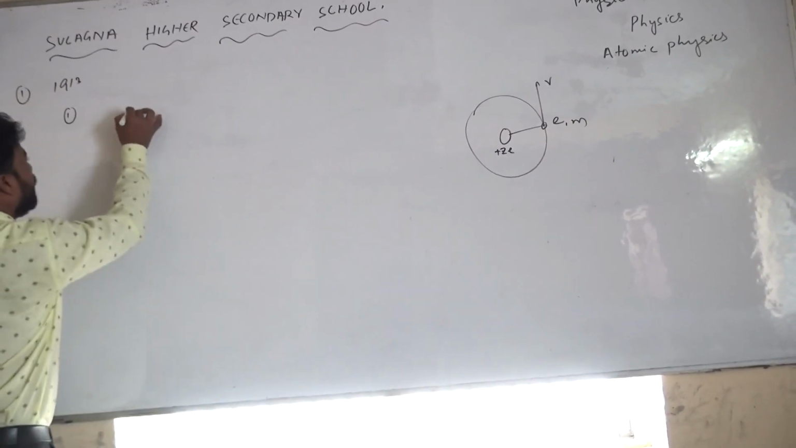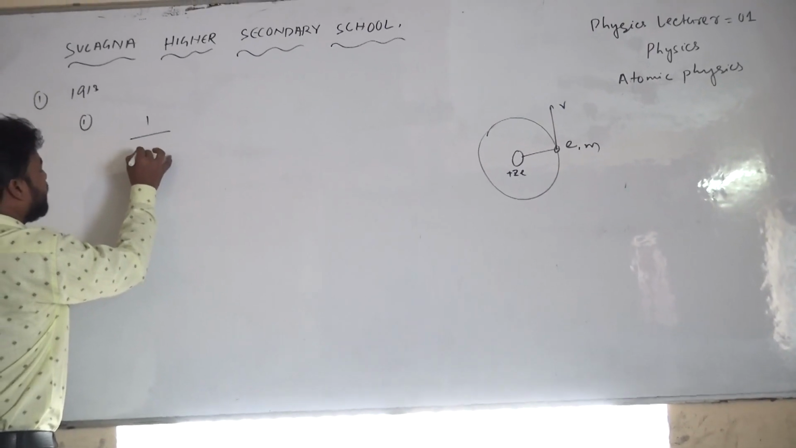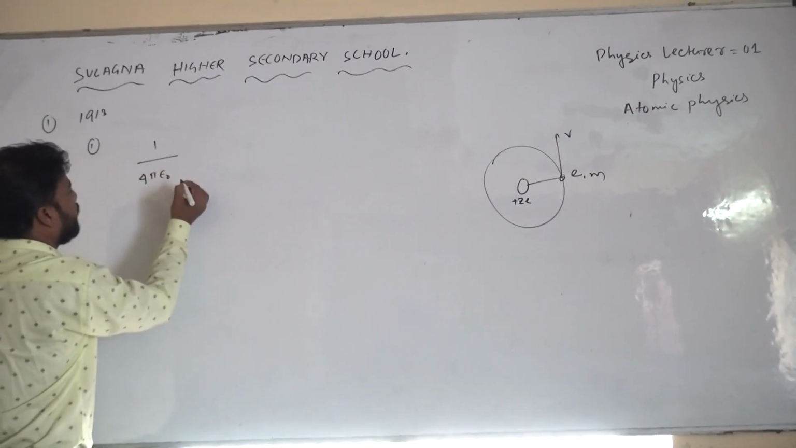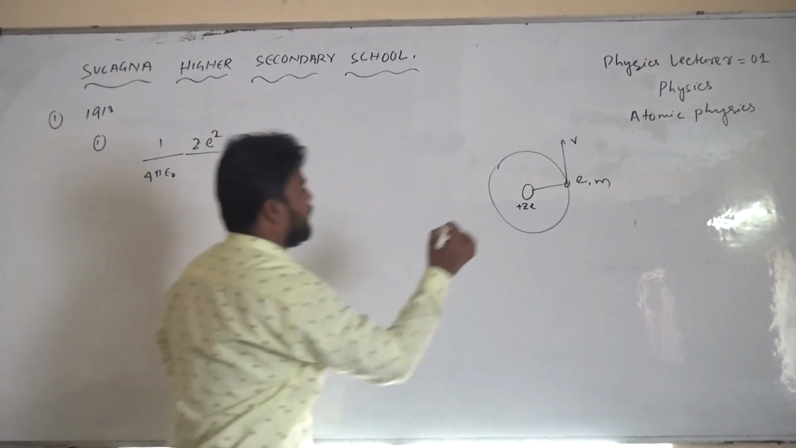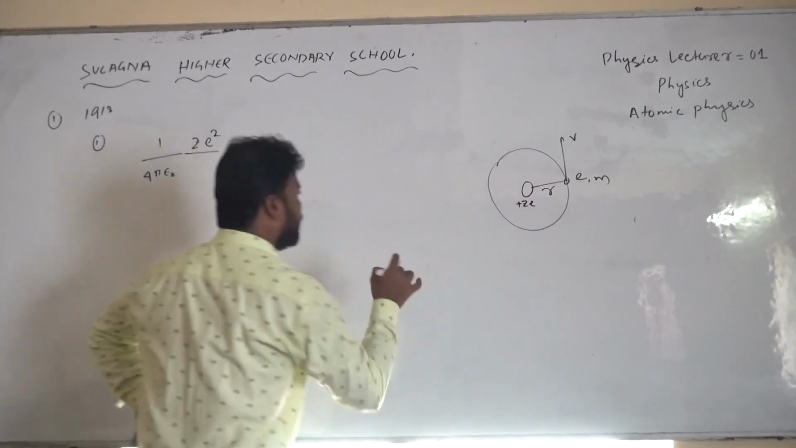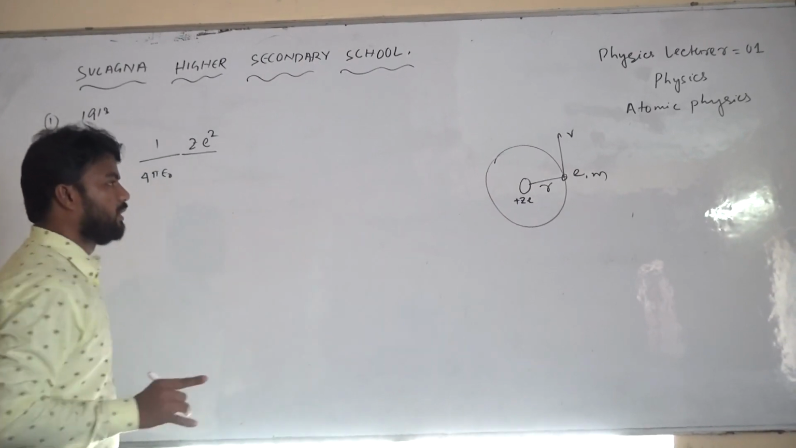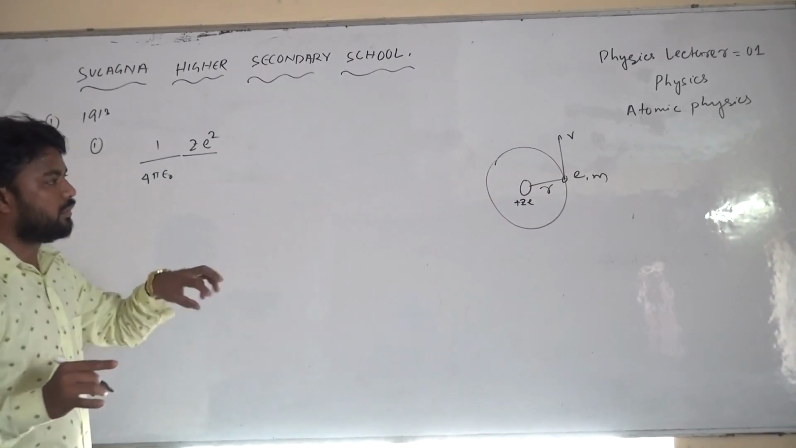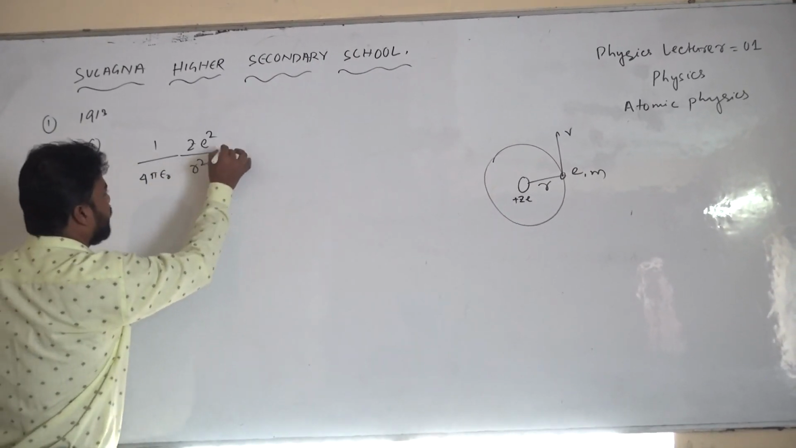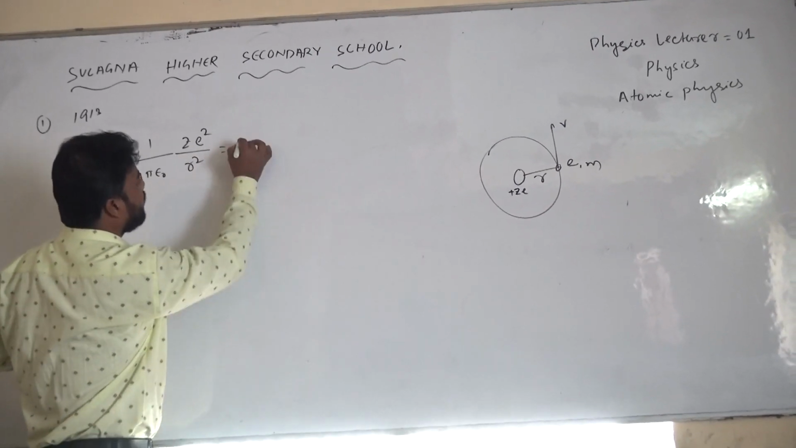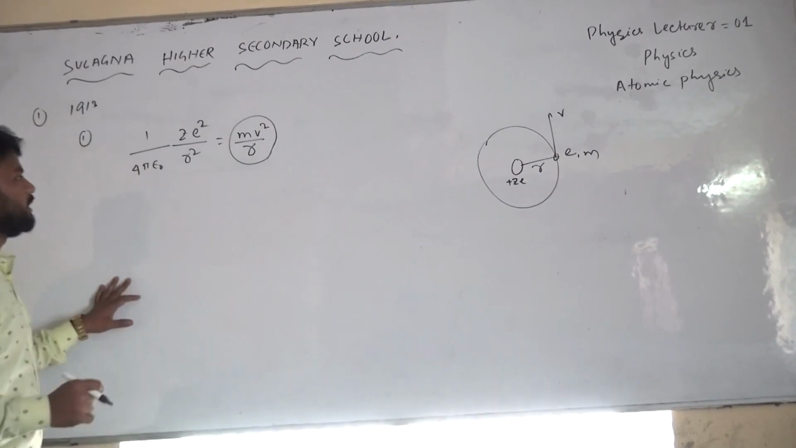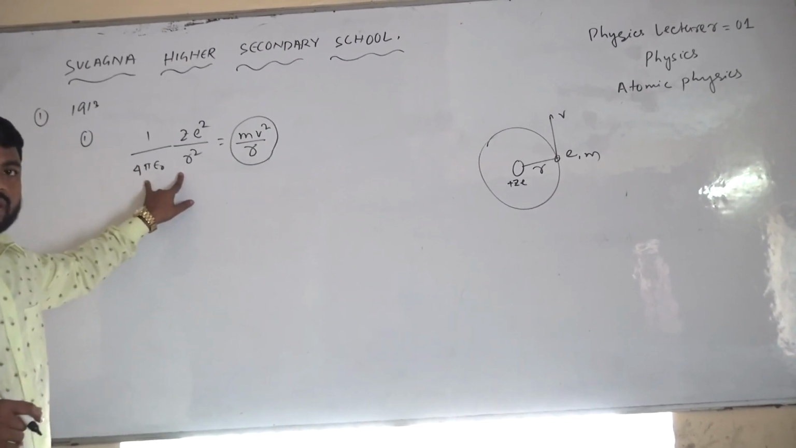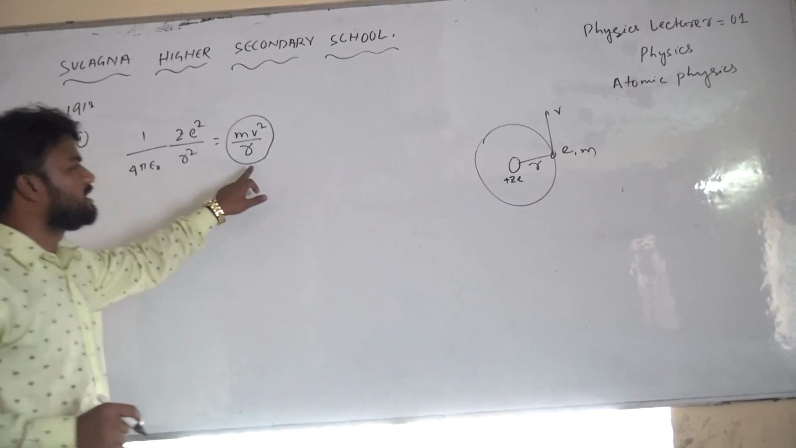It means 1 by 4 pi epsilon naught, Z square e square by r square, where r is the distance from the nucleus to that orbit, is equal to m v square by r. That is the centripetal force and that is the electrostatic force. The electrostatic force balances the centripetal force.